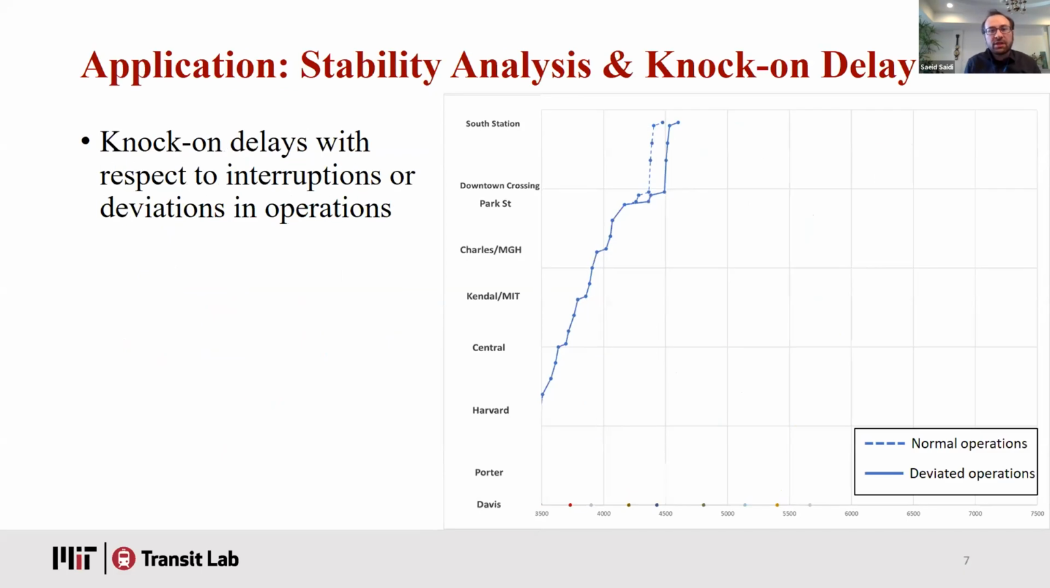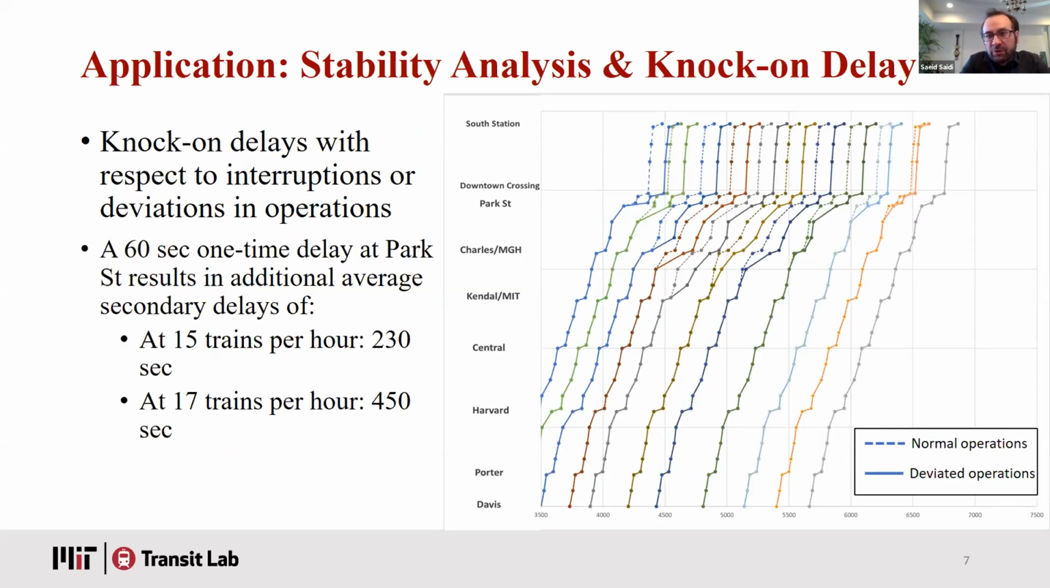Going back to the real example I showed in my first slide, we can generate the same scenario. So if we have a one-time 60-second interruption of a train at a bottleneck station, in this case Park Street, we can see how following trains are affected because of that initial interruption. And we can clearly see this delay propagation happening using this mesoscopic model.